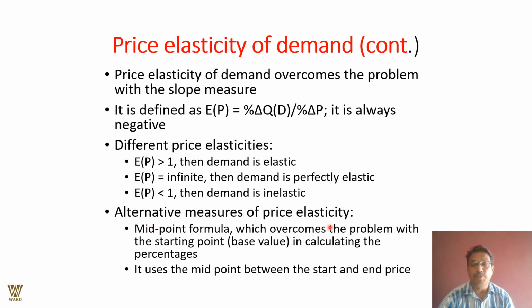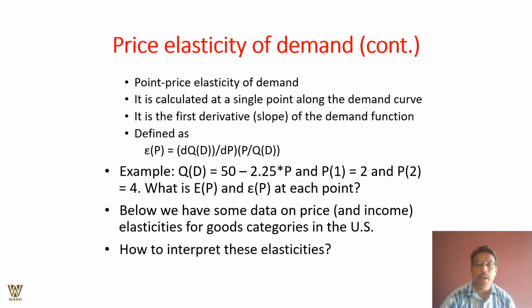An alternative measure for price elasticity is the midpoint formula, which overcomes the problem with the starting base value in calculating the percentage. It uses the midpoint between the start and the end price. Let us talk about point price elasticity of demand and how it is calculated at a single point along the demand curve. It is the first derivative, the slope of the demand function, multiplied by the price and divided by the quantity demanded all together.